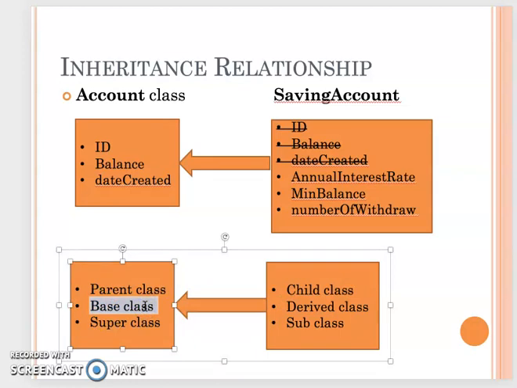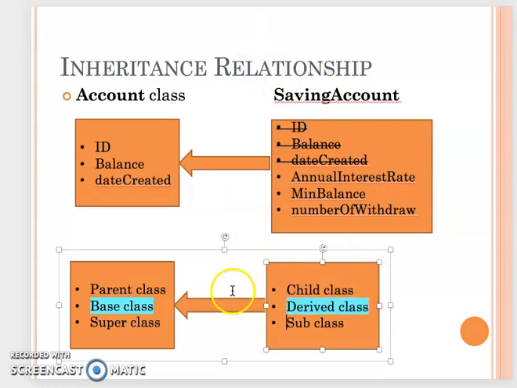To be simple to understand, this one we call the parent class. In C++, we call the parent class the base class. In Java, we call that the superclass. So that all means the same thing. Then the child class inherits from the base class. In C++, we call that the derived class.